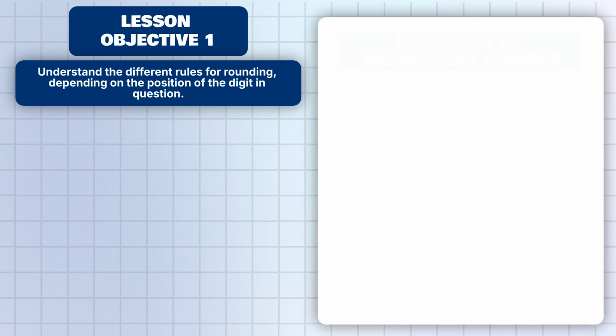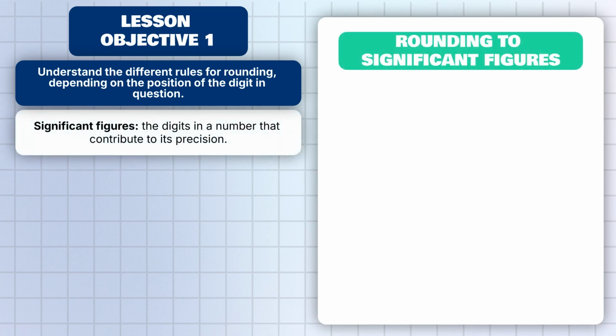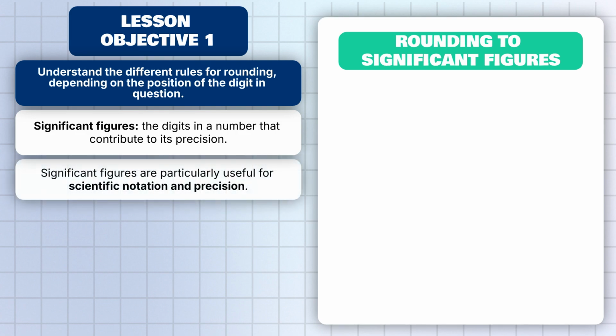Now let's try rounding to significant figures instead. Significant figures are the digits in a number that contribute to its precision. A significant figure is any non-zero value as well as zero values that follow after a non-zero value. For example, the zeros in 0.00 are not significant because they do not come after a non-zero value. However, the zeros in 100 are significant figures since they come after the non-zero value of 1. Significant figures are particularly useful for scientific notation and precision when making measurements.